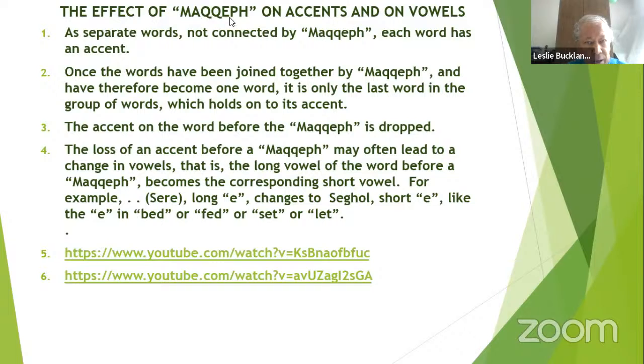Now let us look at the effect of Maketh on accents and on vowels. As separate words, not connected by Maketh, each word has an accent. So if you have a Hebrew word standing by itself, and it is not connected to another word by this horizontal line called Maketh, it has its own accent.